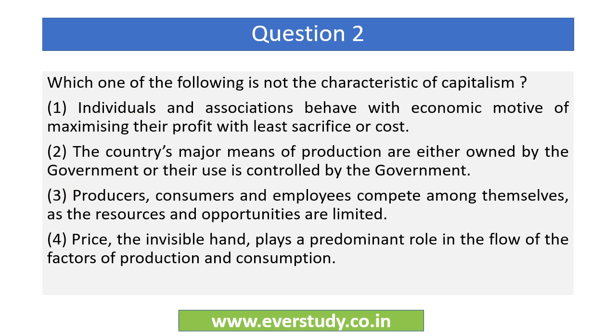Now let's move to the next question. Which one of the following is not the characteristic of capitalism? Options are: individuals and associations behave with the economic motive of maximizing their profit with least sacrifice or cost. The country's major means of production are either owned by the government or their use is controlled by the government. Producers, consumers and employees compete among themselves as the resources and opportunities are limited. Price, the invisible hand, plays a predominant role in the flow of factors of production and consumption.